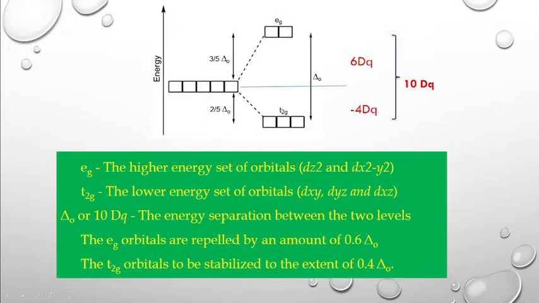This is the splitting of d orbitals in an octahedral field. If we say this is 10 Dq, the upper one, the separation between the eg and t2g, there is plus 6 Dq, and the lower one is minus 4 Dq, and if we express it in delta naught, the upper one will be 0.6 delta naught, the lower one will be minus 0.4 delta naught.